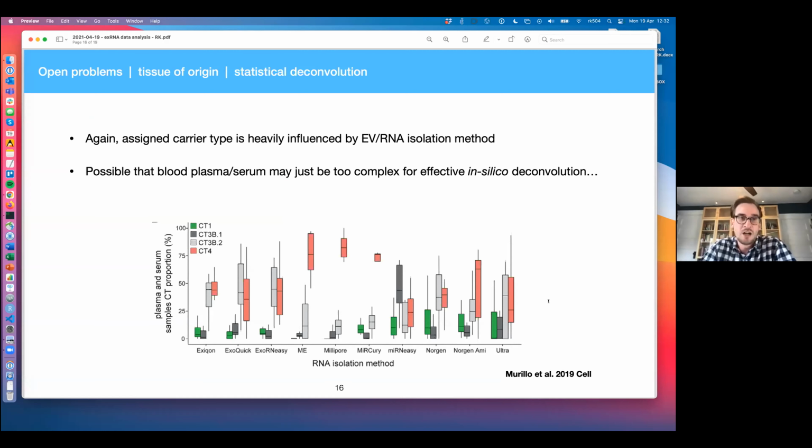And I'm not convinced that it's going to be possible, frankly, to do deconvolution with plasma and serum in a way that is useful, especially in a diagnostic sense. It's extremely difficult to think of the FDA giving any kind of approval to a diagnostic test that involves a computational deconvolution.